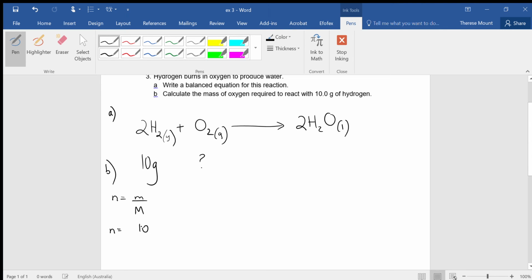Mass 10 grams, molar mass of hydrogen. I've got 2 of them here. Don't worry about that 2 there. So 10 over 2, so I've got 5 moles of hydrogen gas.